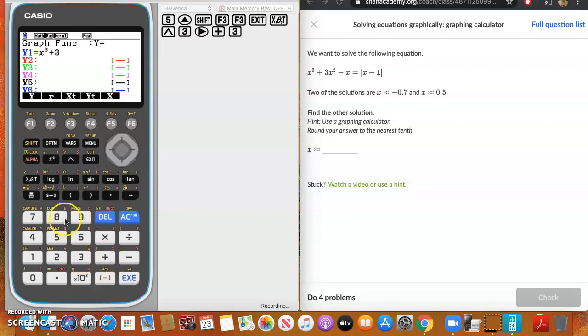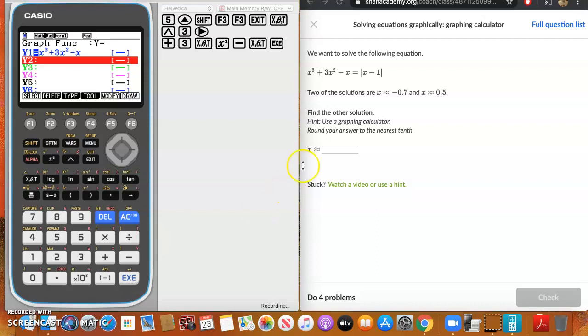Plus 3x, and then the x squared, you have a dedicated x squared button, so you could just type in that, minus x. Okay, and then press enter. So that takes care of your left side of the equation. And now we're going to type in the right side.